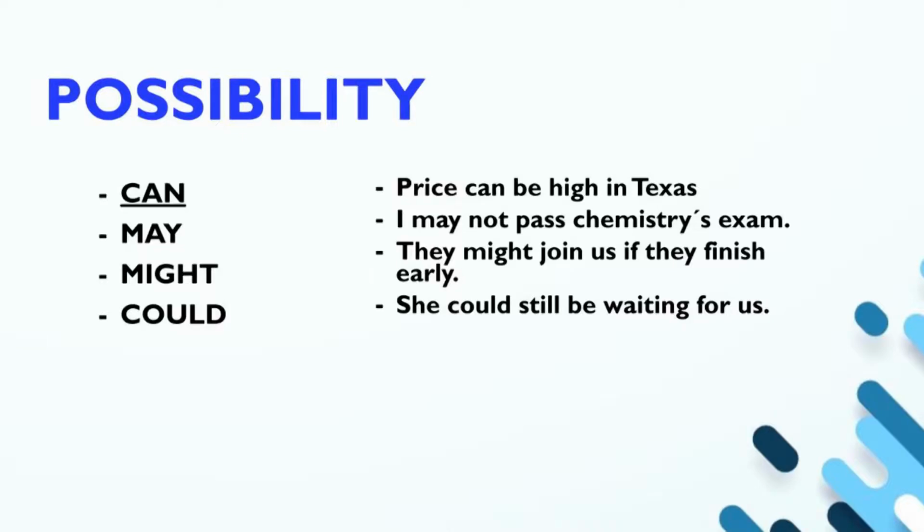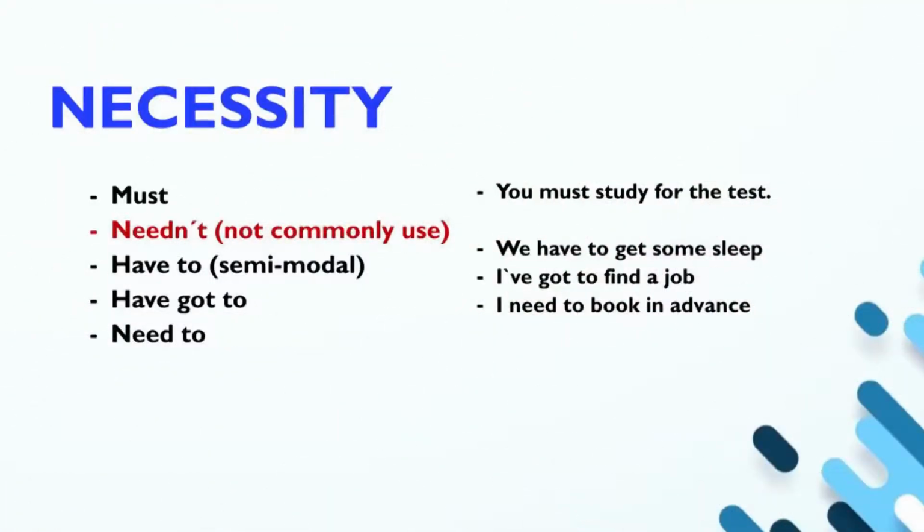Those are the modal verbs that help us with the possibility. There's a chance this is happening, or this is going to happen, but as you can see, they are not the main verb. It's not in another way. Another one is necessity. For necessity, we can use must, have to, have got to, and need to.